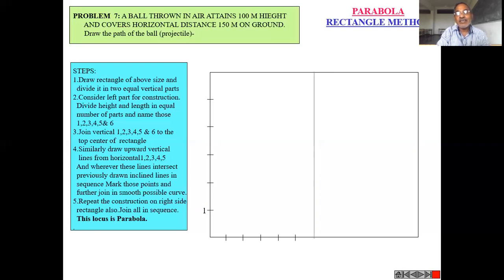Divide the vertical line and this horizontal line into a certain number of equal parts. We have divided this vertical line into 6 equal parts. In the same manner, you have to divide the horizontal line, half of the horizontal line of this rectangle, also into 6 equal parts.